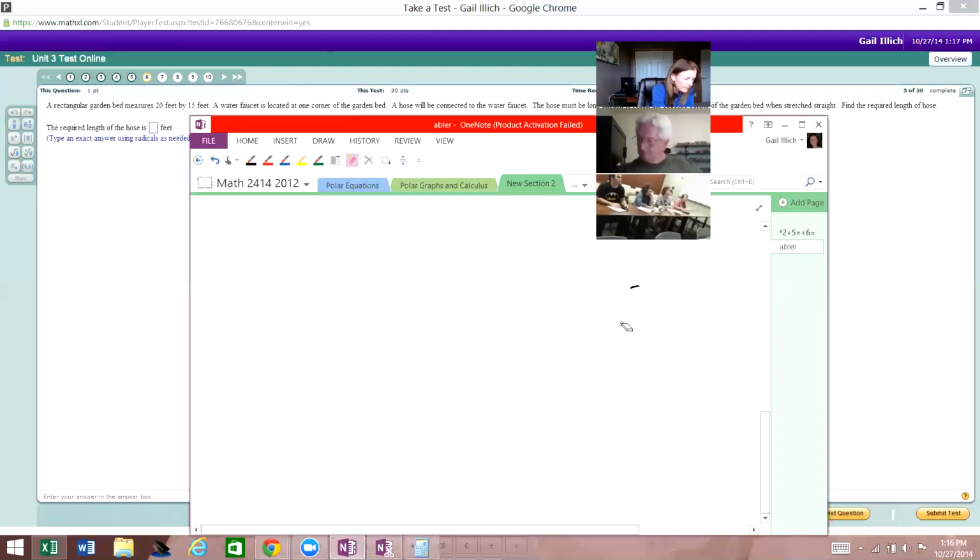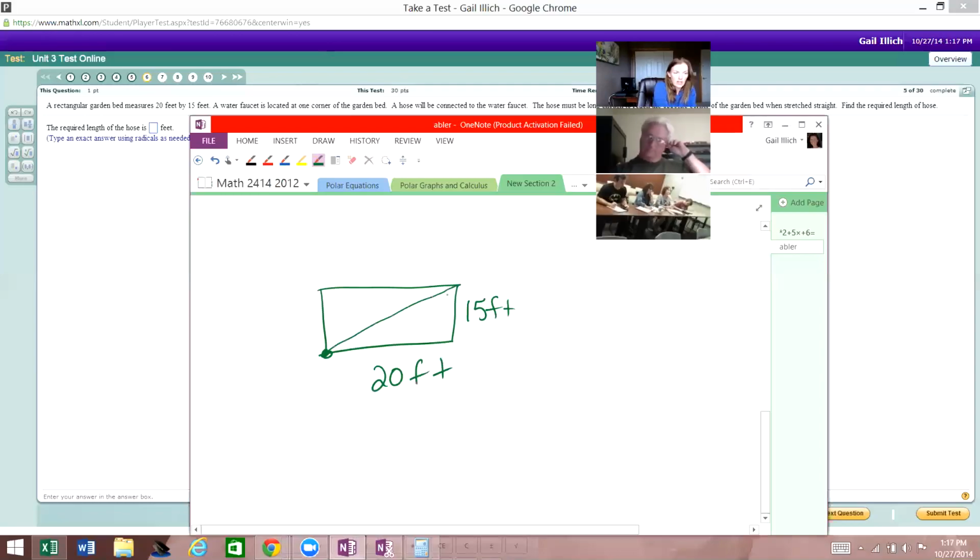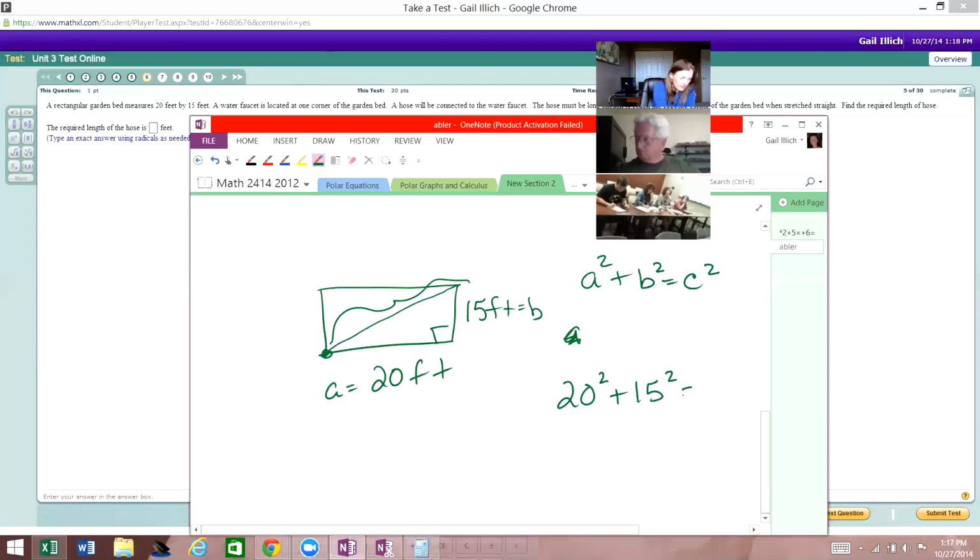It's asking for the hypotenuse. It is. So when you draw your picture here, we've got a rectangle that's 20 by 15, right? And they put the faucet here, say it's right here, and they want the hose to stretch all the way to the other side. They want to know how long this hose is right there. So we have a squared plus b squared equals c squared. Because it's a rectangle, we know that's a right angle. And it doesn't matter which one you decide to make A and B, but you could say let this one be A and this one be B. So that would be 20 squared plus 15 squared is equal to C squared.